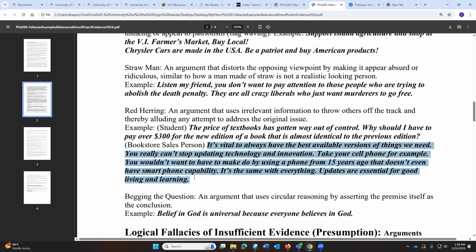Well, I don't know about that. Okay. You start bringing in this idea of the cell phone. That has nothing to do with textbooks, especially when a lot of textbooks actually do cost more than they should. And a new edition is almost identical to the previous one.